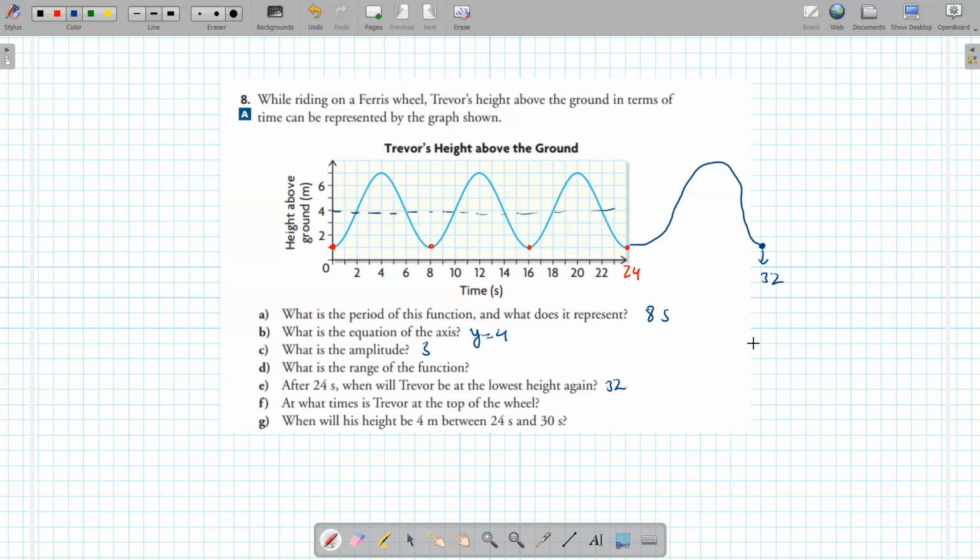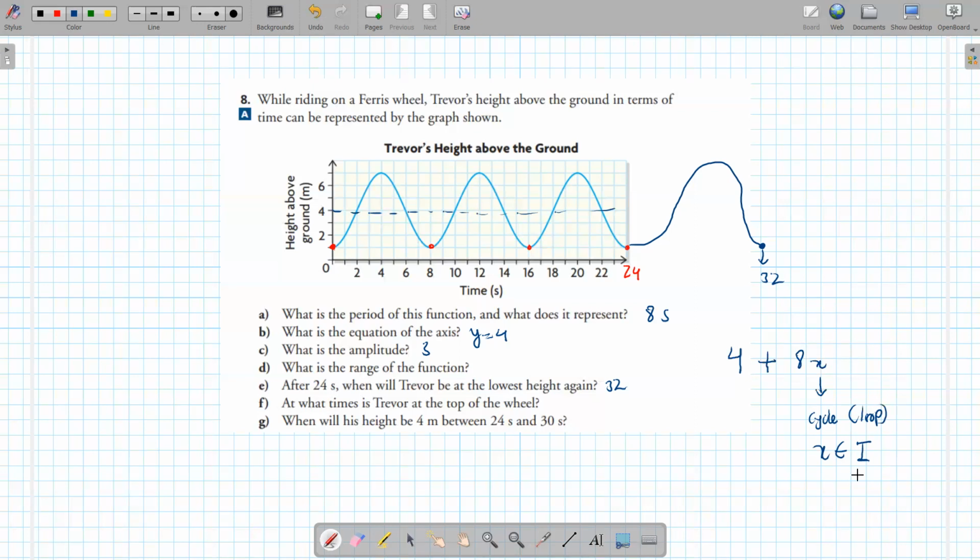So here's how you can denote that. 4 is the starting time when he's at a maximum, plus, after this, every 8 seconds, he's going to be at the top. So 4 plus 8x, where x represents the cycle, or the new loop. And x can only be counting numbers or whole numbers. It cannot be decimals, basically. It can strictly be integers only.